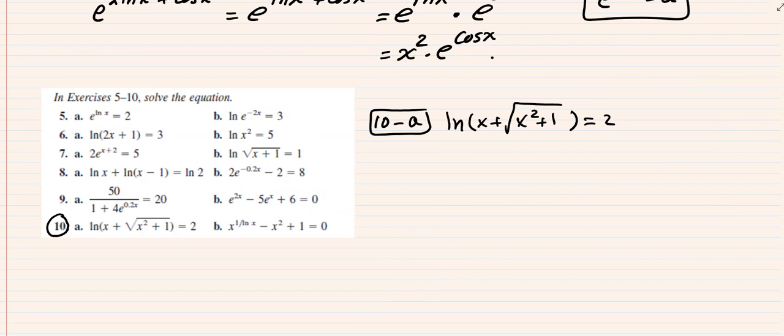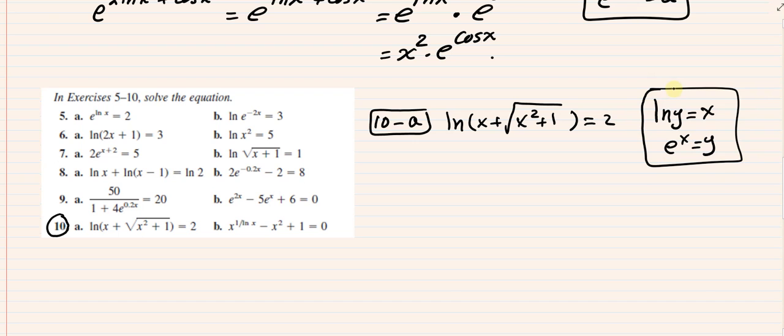Alright, so in exercise number 10, this segment we want to solve the equation. So I have written 10a, the equation is this. Now, next we're going to rewrite this using the definition of exponential function. Remember, if we have ln of y equal x, then e to the x equal y, right? Using the definition of the natural exponential function, I can rewrite this as x plus square root of x squared plus 1 is equal to e squared.